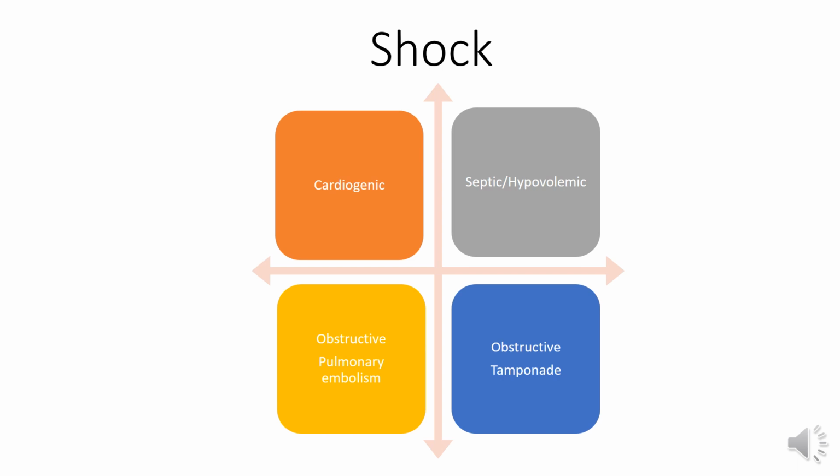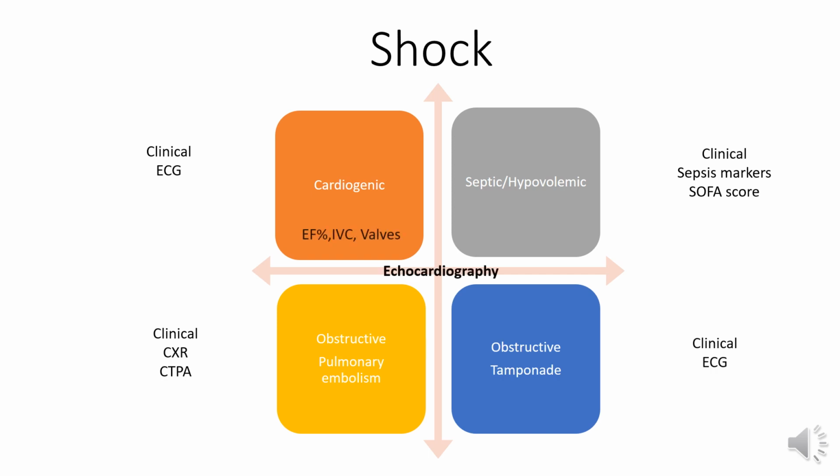If we have a patient with shock, it might be cardiogenic shock, septic or hypovolemic shock, obstructive shock by pulmonary embolism, or by tamponade. As said before, in every scenario of this, we have clinical and laboratory or imaging clues, but also echo might help in this scenario.